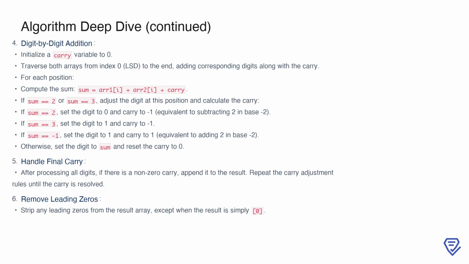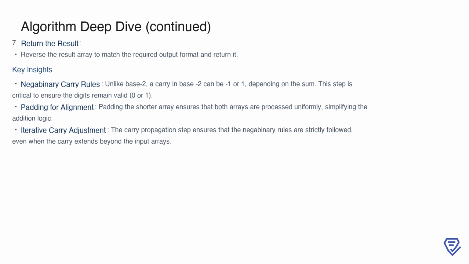After processing all digits, we handle any remaining carry. If there is still a non-zero carry, we append it to the result and repeat the adjustment rules until the carry is fully resolved. Finally, we remove any leading zeros from the result, ensuring the output is compact. However, if the result is simply 0, it is returned as is, without removing the 0. The last step is to return the result. Since the addition process builds the result array in reverse order, we reverse it to match the required output format before returning it.